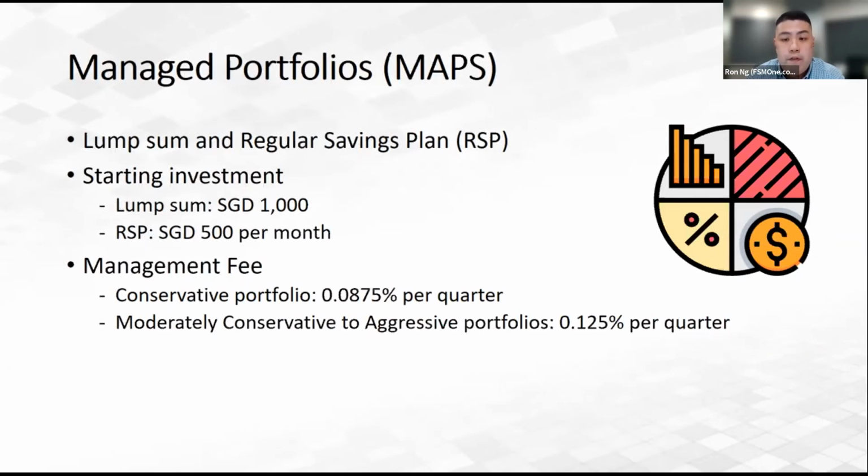We have 5 different risk levels to cater to investors with different risk appetites. So if you're unsure of your own risk appetite, do make use of the risk profiling questionnaire on FSMOne to better understand your risk profile. For managed portfolios, there is a management fee of 0.0875% per quarter for the conservative portfolio and 0.125% per quarter for the other 4 portfolios.